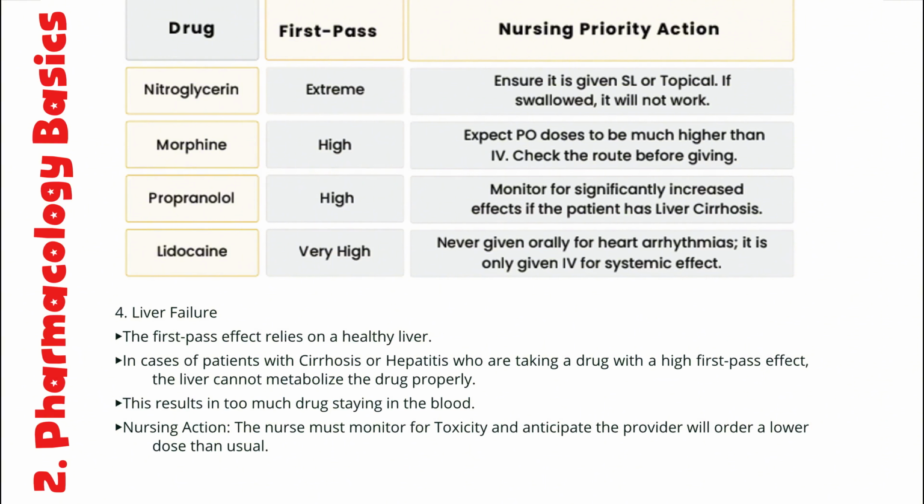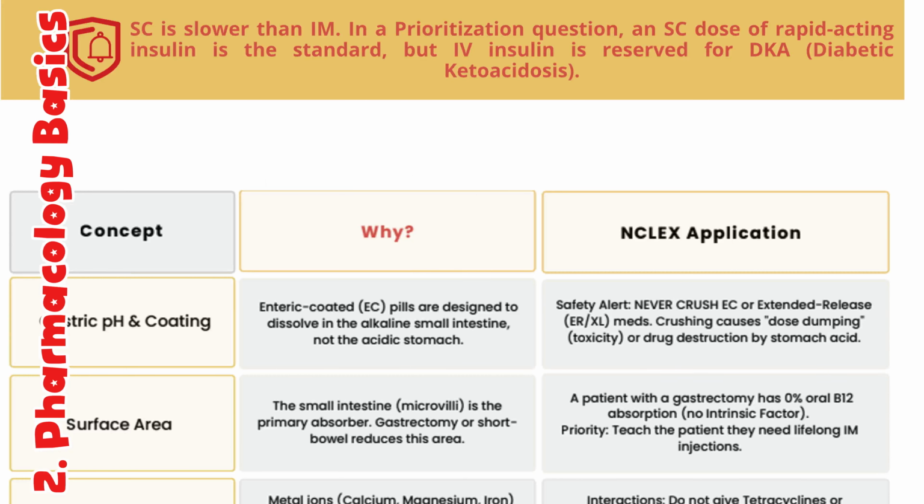One administration rule that saves lives constantly: never crush an enteric-coated or extended-release medication. Crushing destroys the coating designed to control where and how fast the drug releases, and the result is dose dumping, the entire extended-release dose hitting the bloodstream at once.